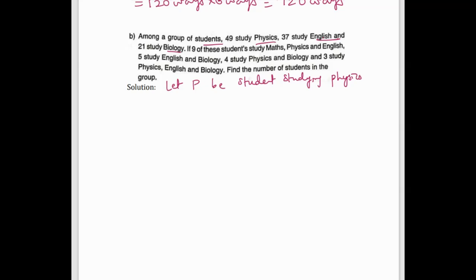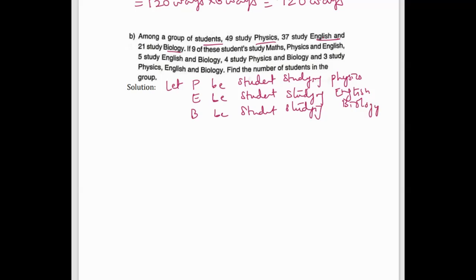Then E be the students studying English. Then next one is B, be the students studying biology. So yeah, they've given physics is how much?